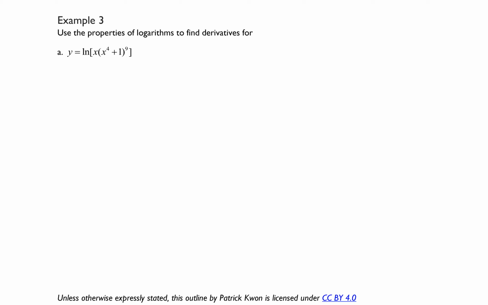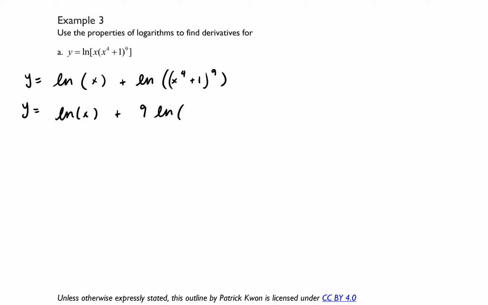So first, we're going to rewrite this using the product rule. Since there are two things being multiplied, we can separate this out into the natural log of x plus the natural log of (x^4 + 1)^9. And then we can also use the power rule to rewrite that as the natural log of x plus 9 natural log of (x^4 + 1), like that.